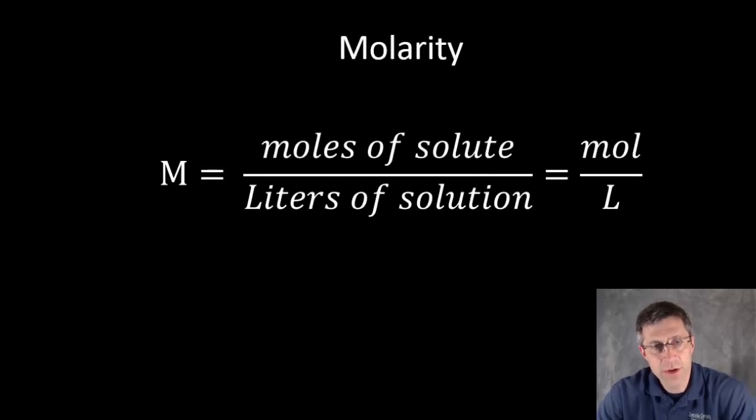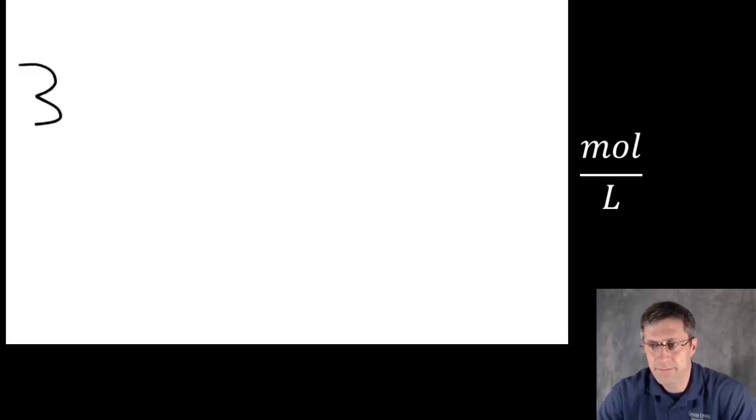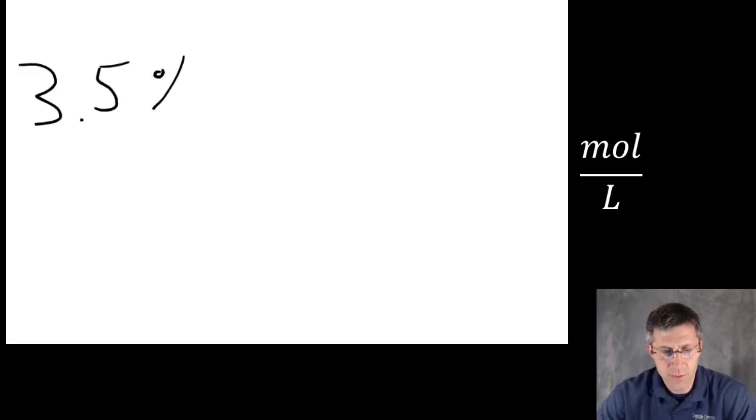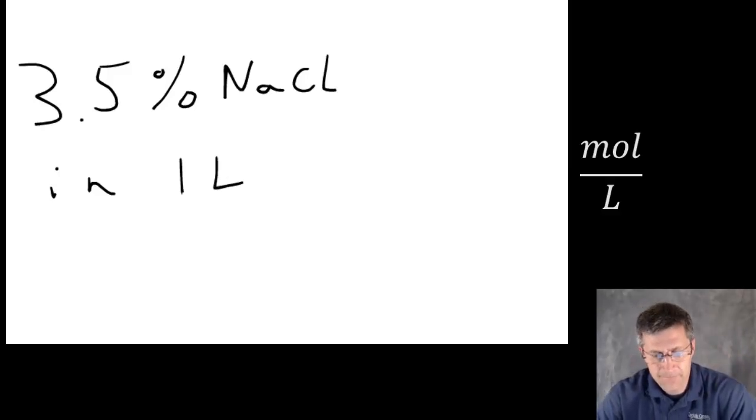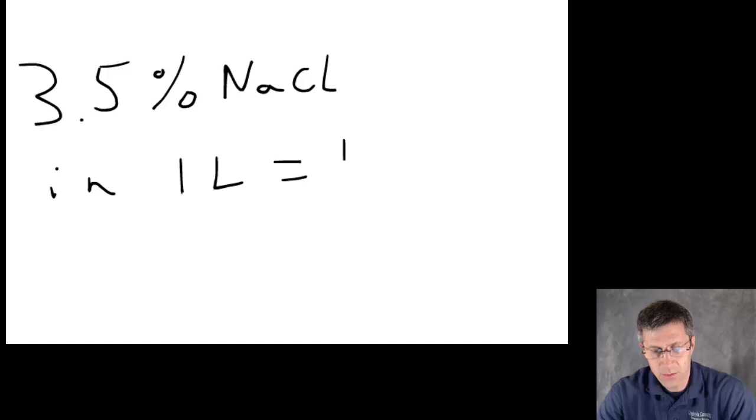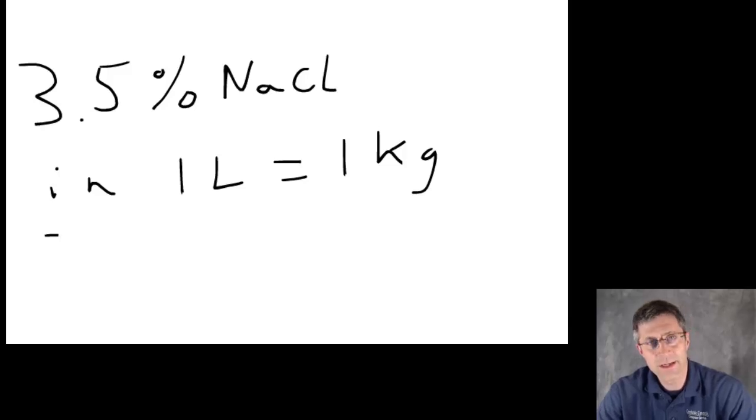In our definition of molarity, we're going to define this as describing a solution where we have the moles of solute divided by the liters of solution, or moles per liter. So let's take an example. We can take our 3.5% sodium chloride that we find in seawater and figure out what is the molarity of that seawater. To make things easy, I'm going to take 1 liter of this, and that's going to be equal to 1 kilogram. So 3.5% of 1,000 grams is going to end up being 35 grams.